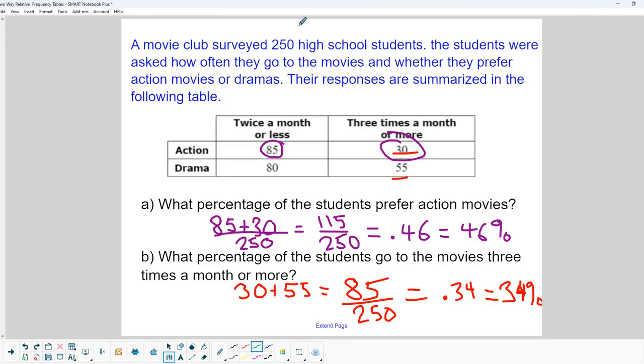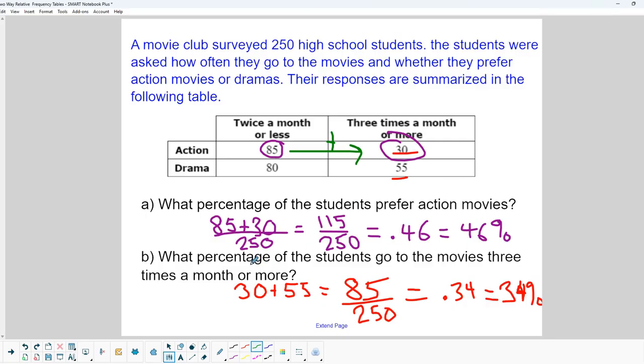Okay, on this next one, the movie club surveyed 250 high school students. The students were asked how often they go to the movies and whether they prefer action movies or dramas. Their responses are summarized in the following table. So these are their responses. And then we went ahead and filled in the data so we could get this done pretty quick. But what is the percentage of students who prefer action movies? Well, we add 85 and 30 together to get 115. And so 115 out of 250, when you divide it, is 0.46, which is 46%.